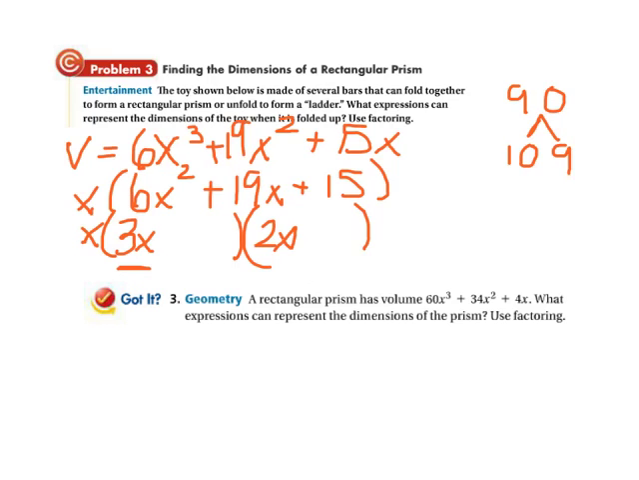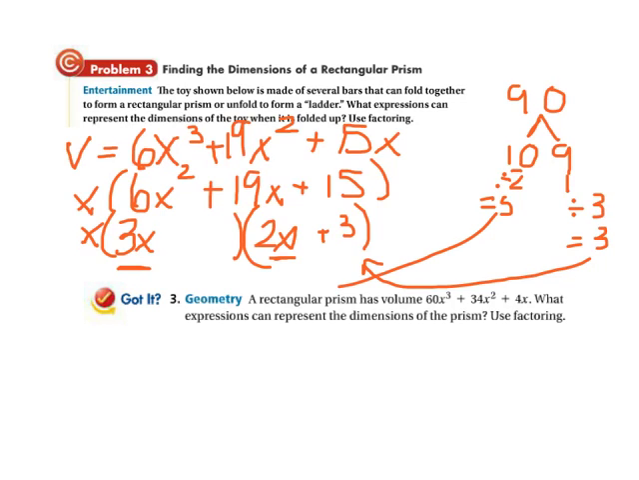Since I have a 3x here, I'm going to divide this by 3. And that equals a positive 3, which will go into this one. And since there's a 2x here, we'll divide this by 2, which equals a positive 5, which will go into this one. And those are my 3 dimensions: x, 3x plus 5, 2x plus 3.